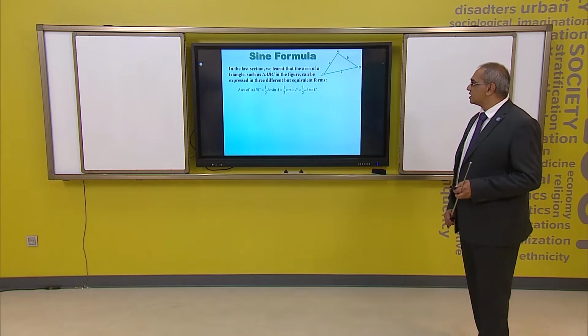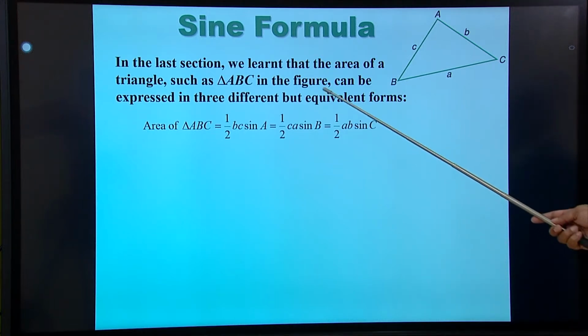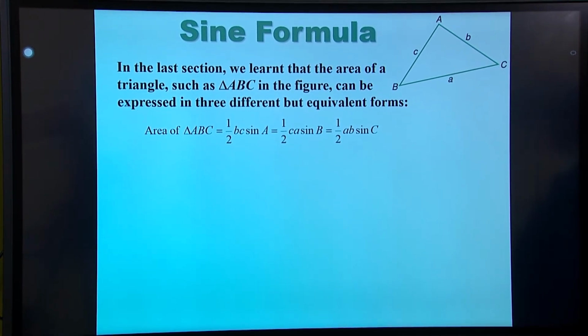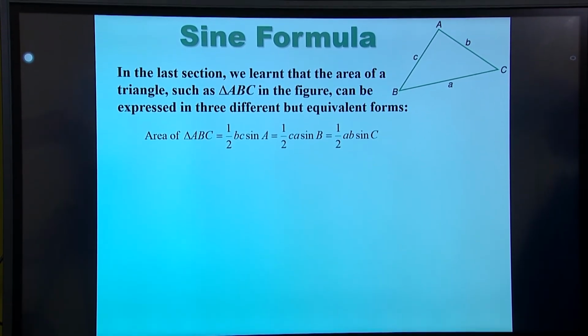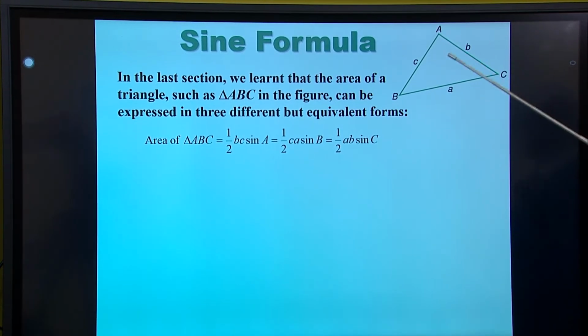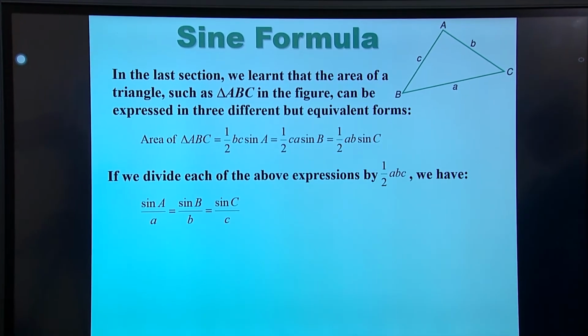The sine formula. Last session we spoke about the area of a triangle, and if you remember, we expressed it in three different ways: half ab sine C. And we can do the same for each side of the triangle. All right? So if I have a triangle ABC, if I know the sides and I know the angles, I can write the area formula in three different ways. So there's a very neat little trick.